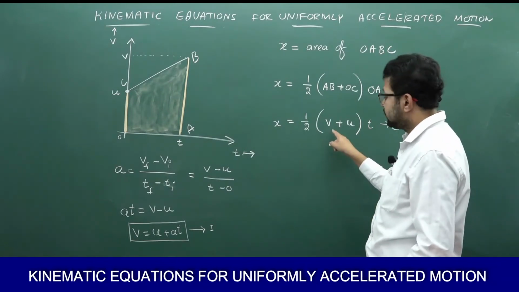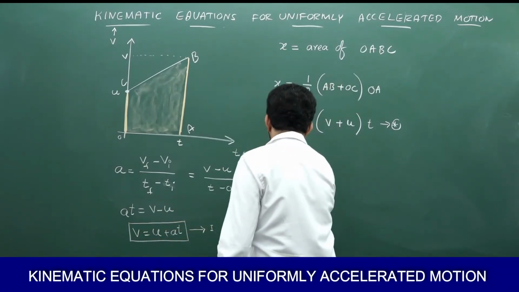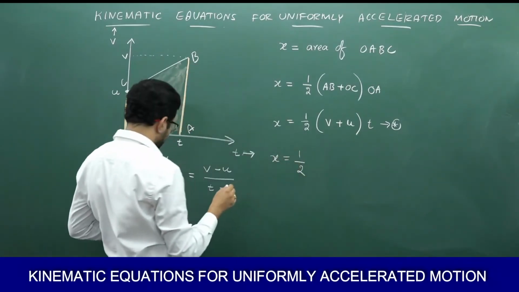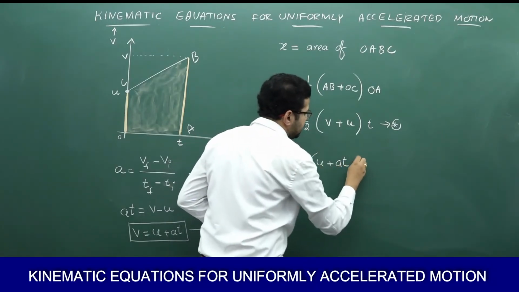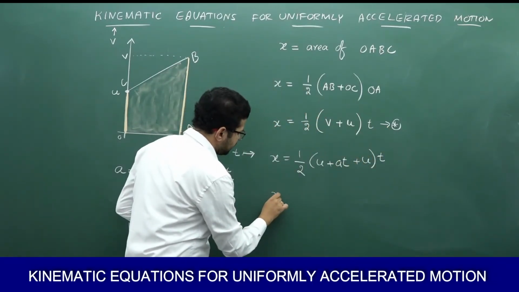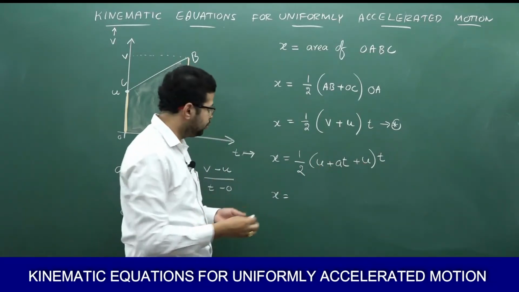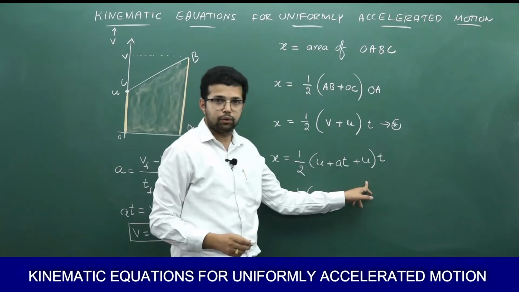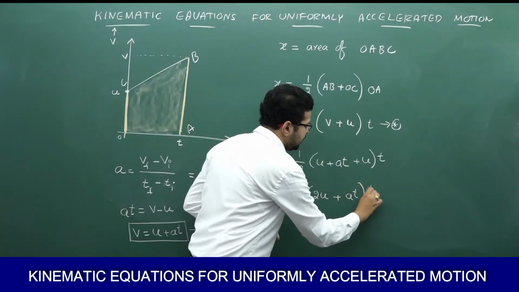Now, what I will do? I will substitute for V here. So, what happens? x equal to half into what is V? V equal to U plus AT, so (U plus AT plus U) into T, or x will be equal to half into (U plus U is 2U) plus AT into T.